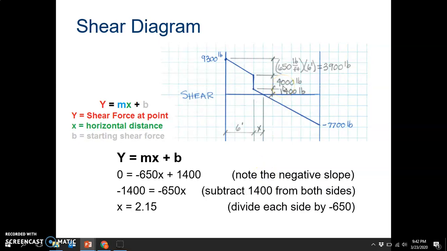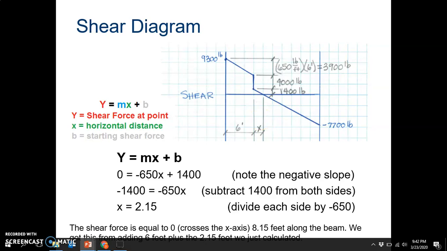We solve for x, and we get x equals 2.15. Now that's not the finished answer. That's just saying that x right here is 2.15. So again, the question was, where along the beam is the shear force equal to 0? The final answer would be 8.15. The 6 right here plus the 2.15 right here. So right along the beam, 8.15 feet away from point A is where the shear is equal to 0.